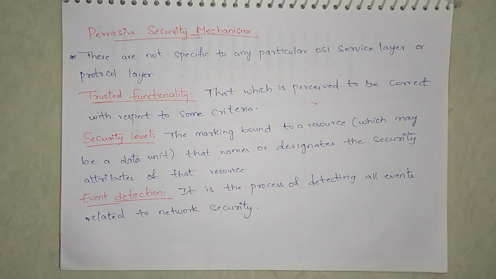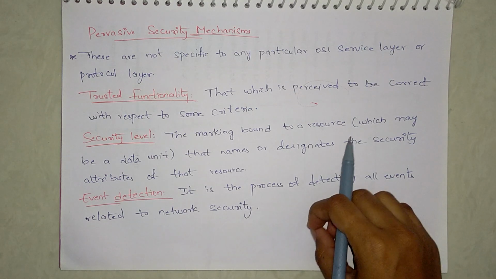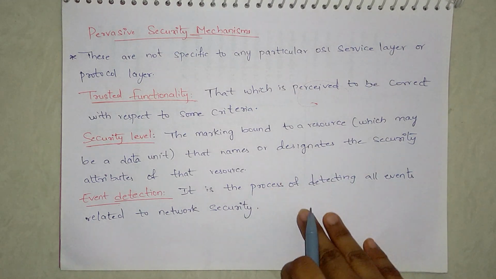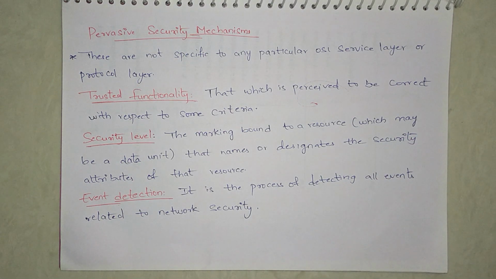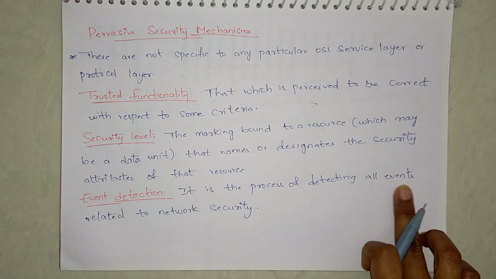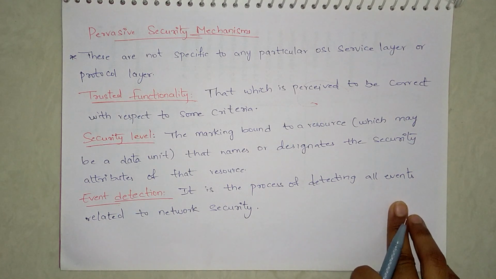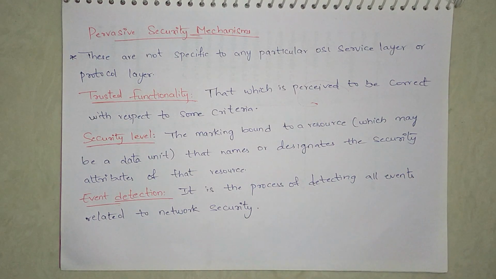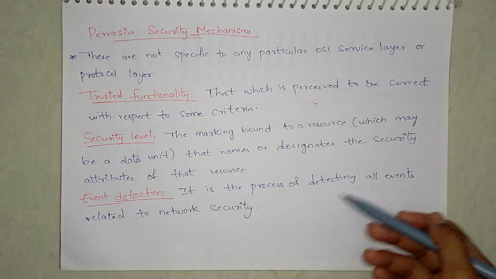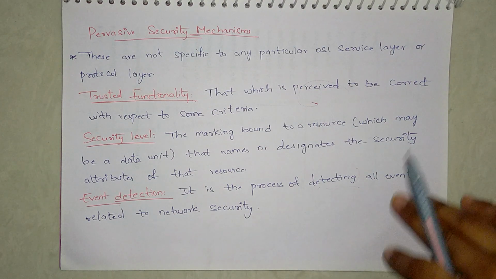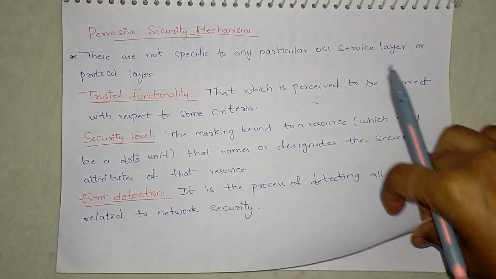Next one, event detection. This means whenever the data is being transmitted from the sender to the receiver, they will make sure to detect events, here meaning any kind of hacking or fraud, so that those types of events are not happening during the transmission. They will find a way to detect if any such activities are happening in between the transmission.